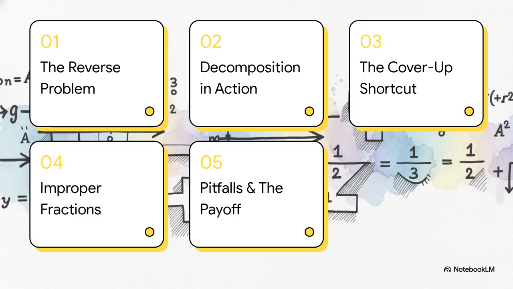So here's our game plan. We're going to start by understanding the main idea, what I call the reverse problem. Then, we'll roll up our sleeves and walk through an example step by step. After that, I'm going to show you an awesome shortcut that'll make you feel like a genius. We'll also cover a major trap you've got to watch out for. And then, we'll see the big payoff, why this skill is an absolute game changer for calculus.